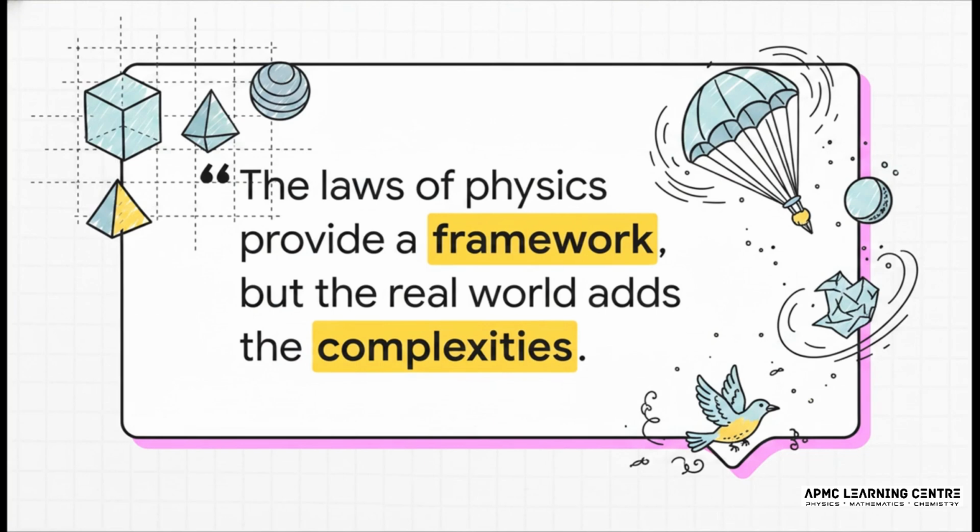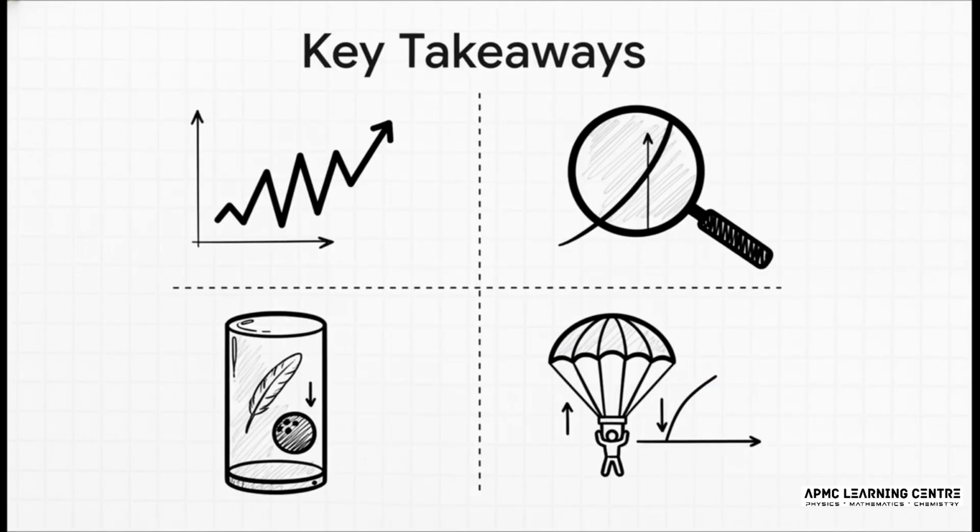That really sums it all up, doesn't it? Our ideal models, our laws of physics, they give us this amazing framework for understanding the universe. But it's in the real-world complexities, like air resistance, where the truly fascinating stuff happens. So, if you're going to remember anything, remember this.